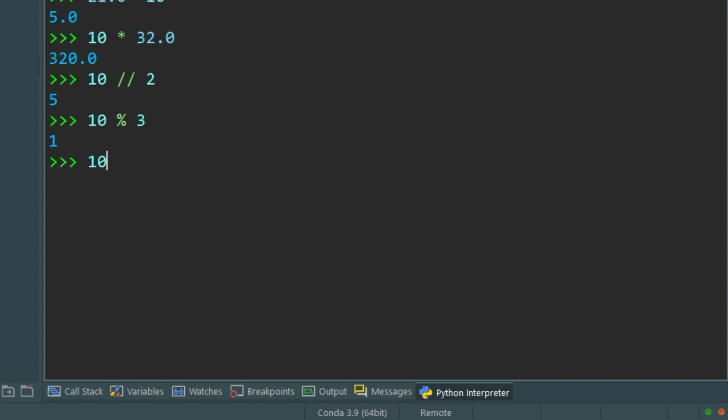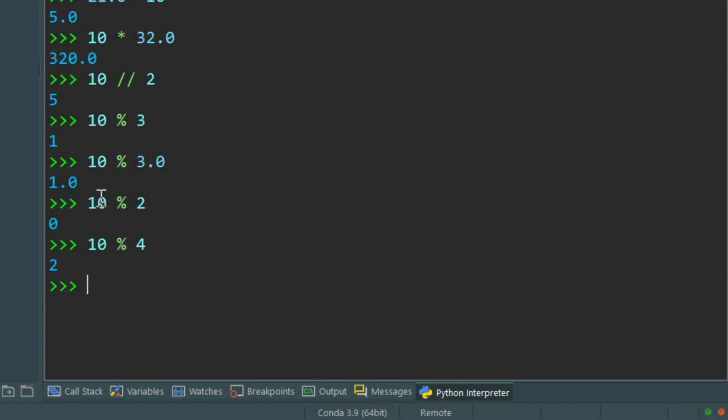And of course, if we use a float, we'll use 3.0. We have returned a float of 1.0. If we did 10 modulo 2, there is no remainder, so 0 will be returned. 10 modulo 4 will return 2, because 10 divided by 4 is 2 with 2 remaining.